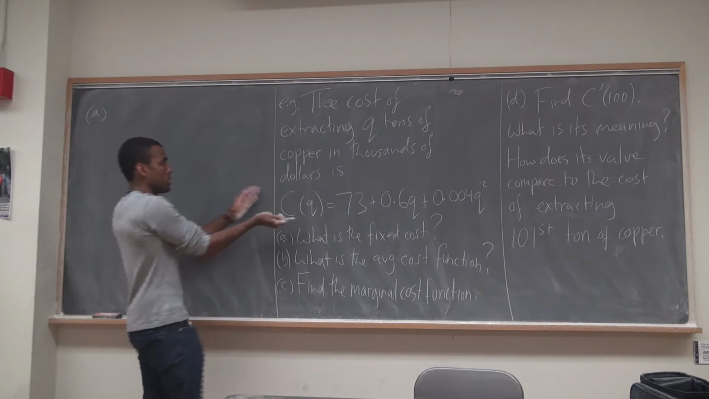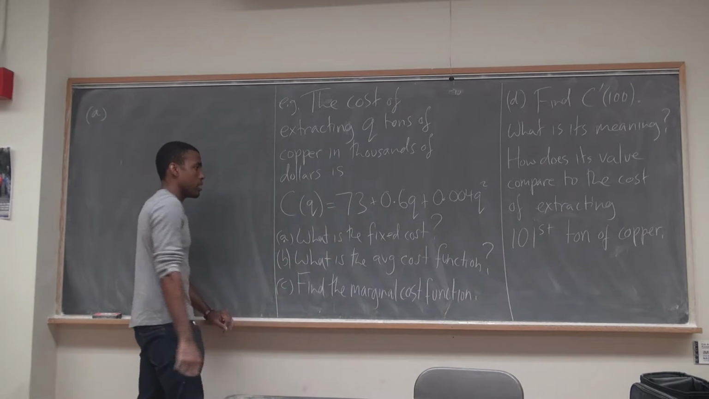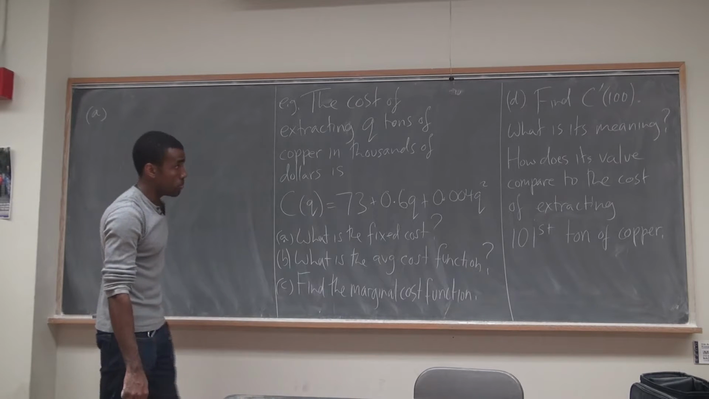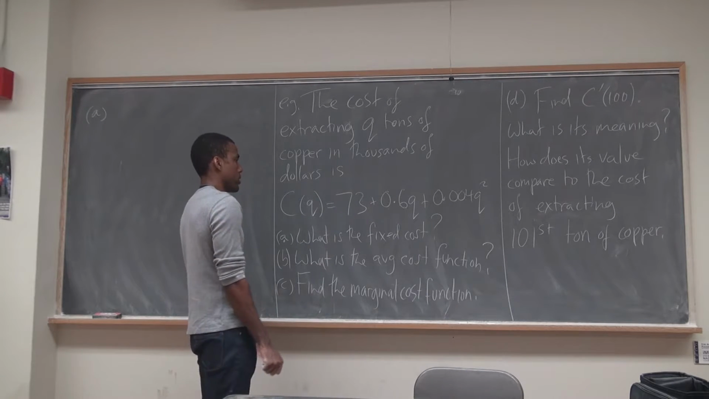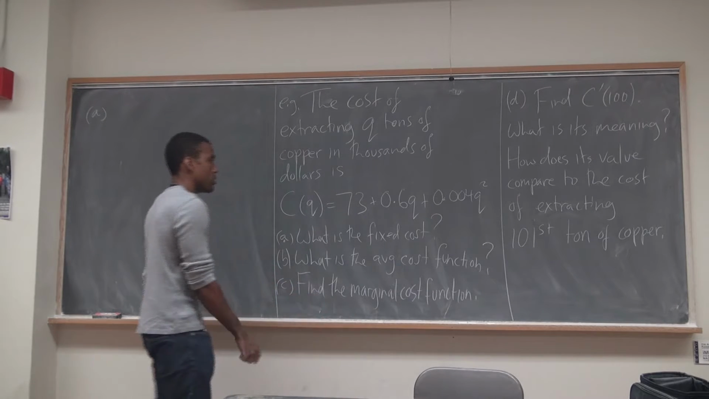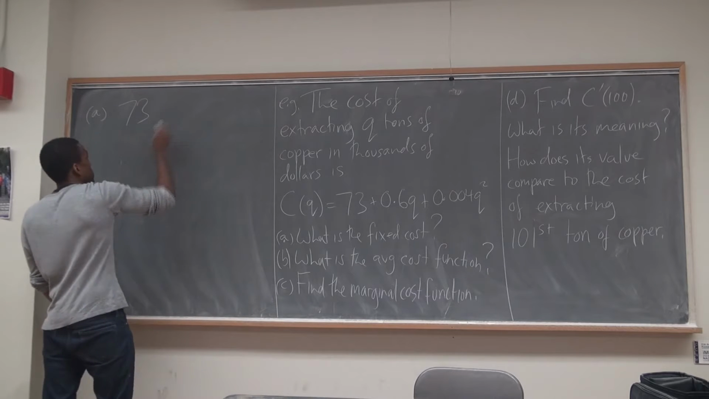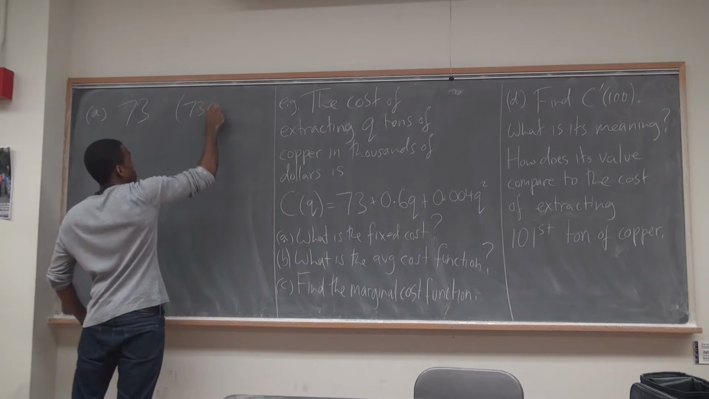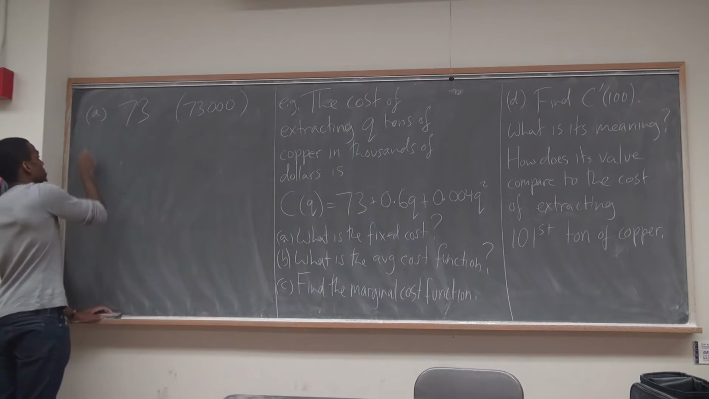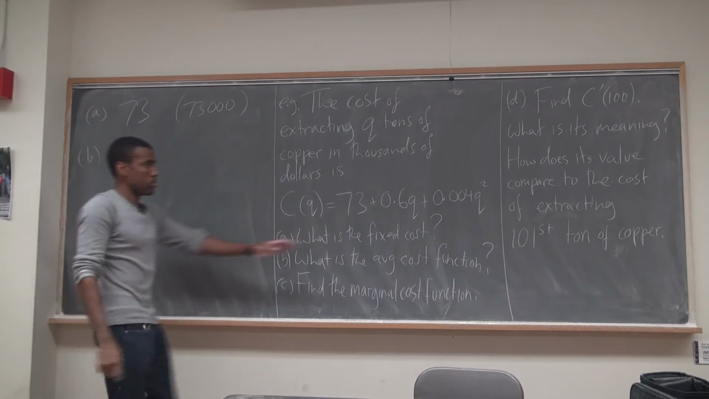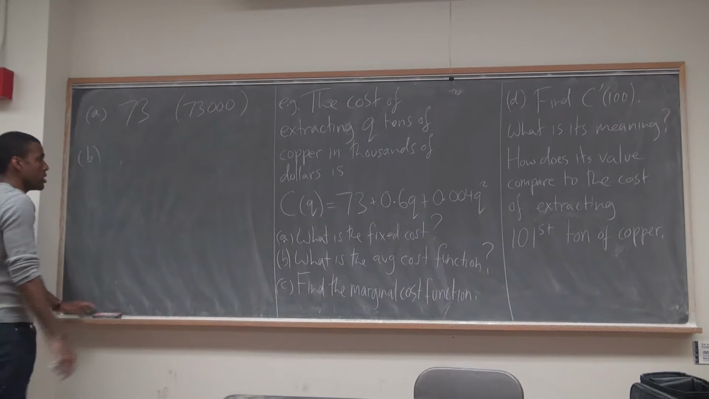So here's a cost function, it tells me how much it's going to cost me to extract Q tons of copper in thousands of dollars. What is the fixed cost? It's just 73, right? The idea is, of course, 73,000, because it's in thousands of dollars. It's just the value when you plug in 0 everywhere else. Even if you don't extract anything, you still have to pay that 73.